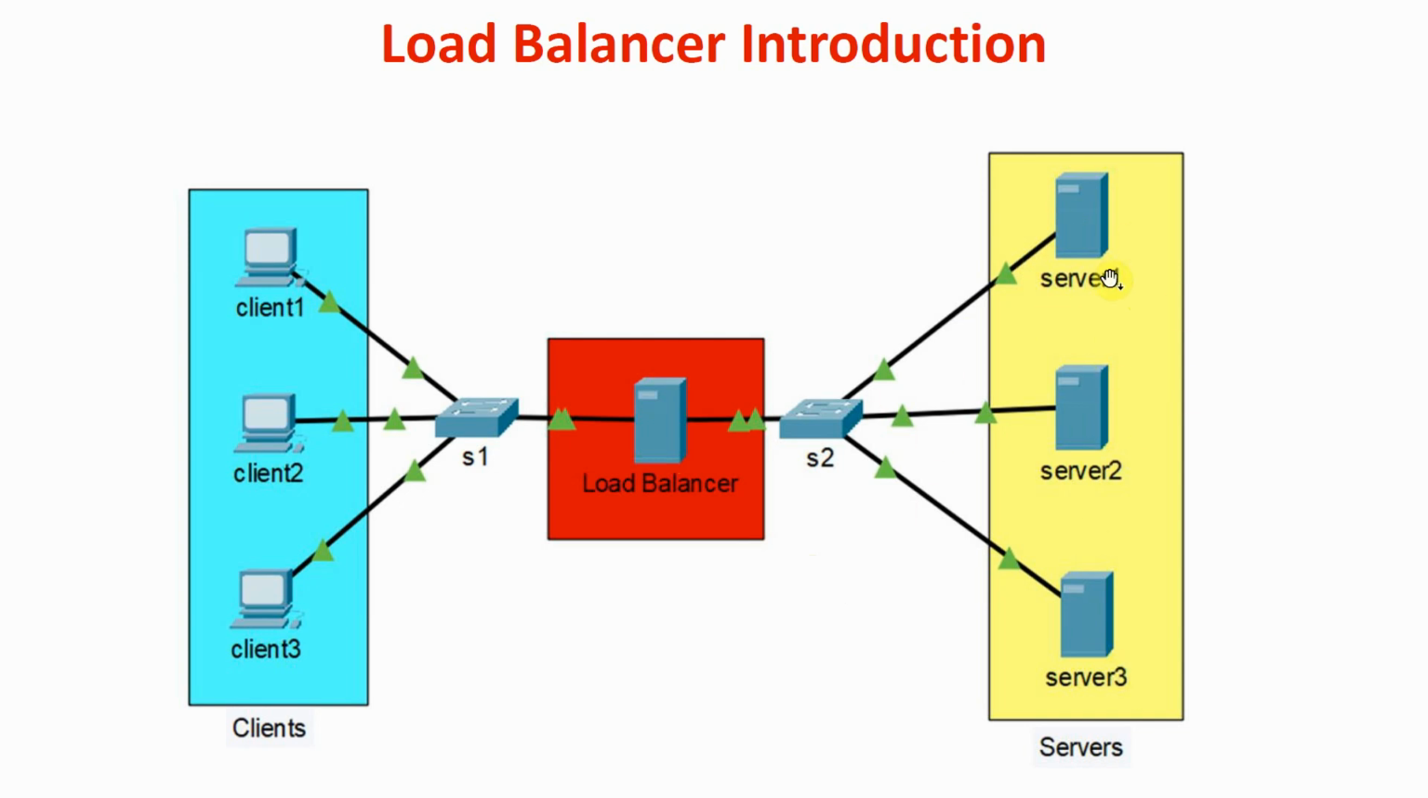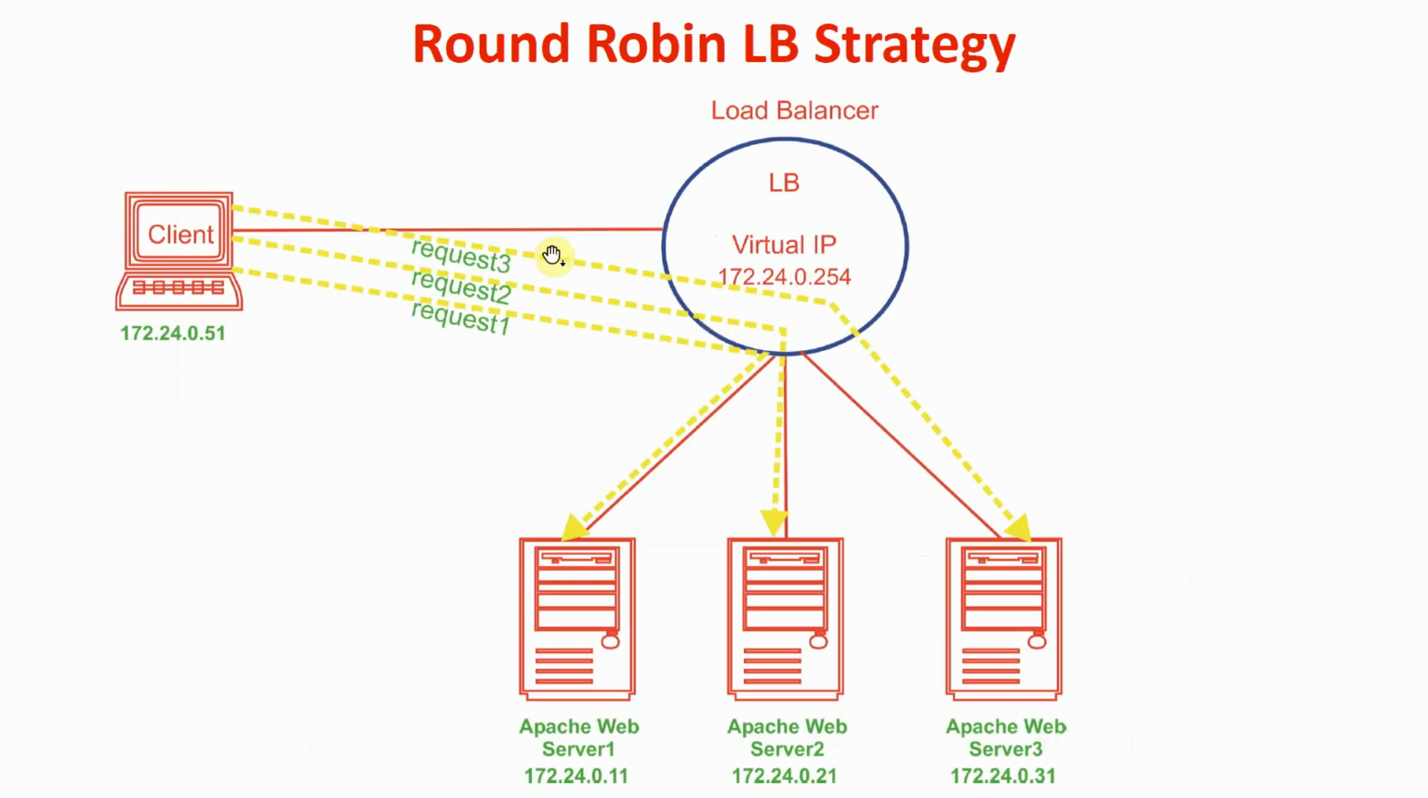In our case, when we do the practical, on server 1 we will create a different page, on server 2 a different page, on server 3 a different page. In reality, all these servers will most of the time have the same page. But to show you how the load balancer actually works, we will create different pages. But before that, we need to understand the different strategies that can be used in load balancing. The first and most common strategy is the round robin load balancer strategy.